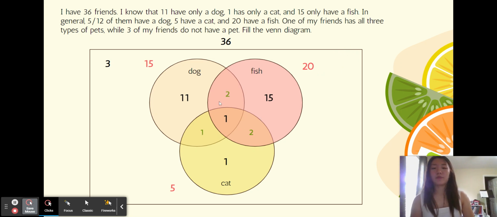So 2 people have just a dog and a fish, 1 has just a dog and a cat, and 2 have a fish and a cat. And now my whole Venn diagram is complete. And these red numbers were just there to help us, so we can just disregard them. But yeah, that's how you solve a Venn diagram problem.